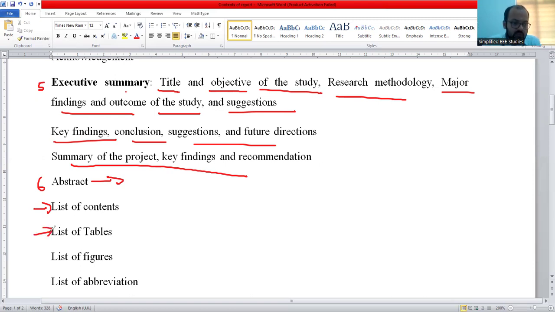Then the list of tables. You might have used many tables. I have used so many tables. There are 10 tables included in my report, like the data collection. So for the data, I have used many tables, and you have to highlight the list of tables. Even the list of figures is also very important.